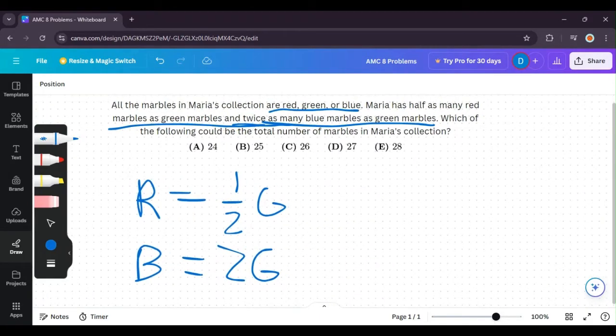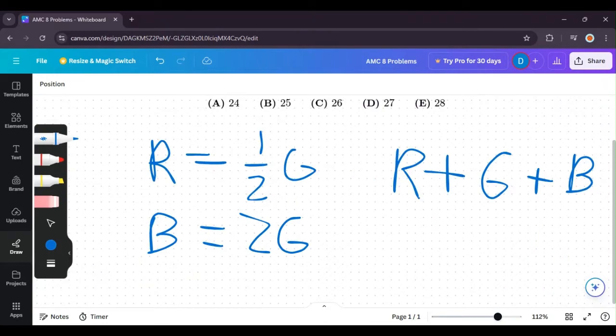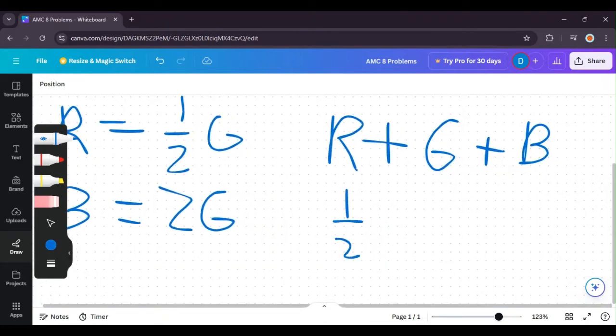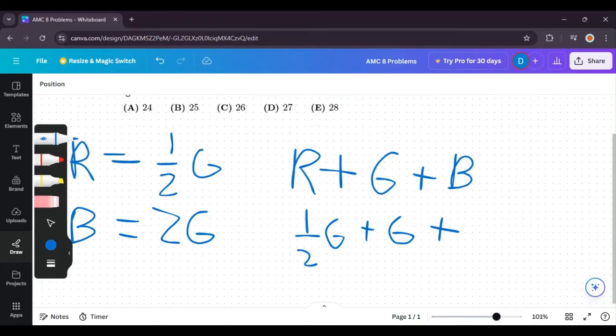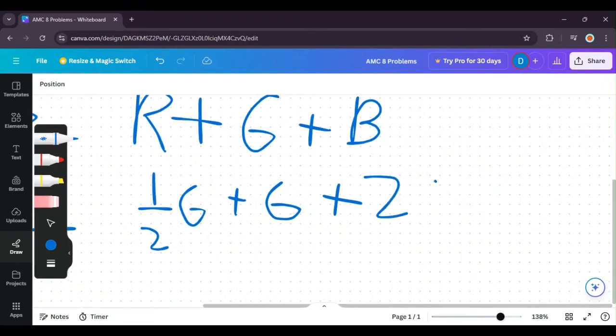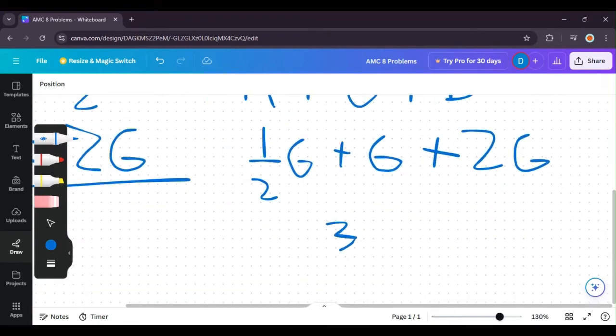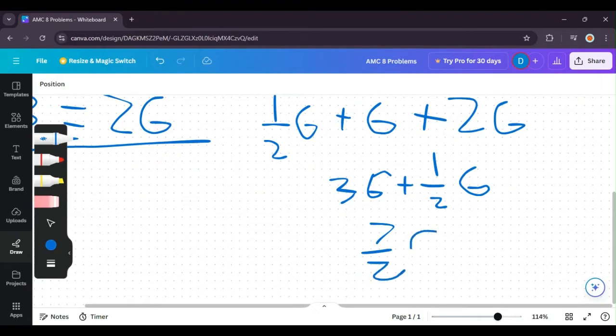So if we're trying to find the number of red marbles plus the number of green marbles plus the number of blue marbles, we can simply use substitution. So red is equal to half green, so we can put half green in the place of red, and we can put 2g, or two times the number of green marbles, for blue, because we have that equation right here. So it's simple substitution, and we get 3g plus 1/2 g, and that is equal to 7/2 g.